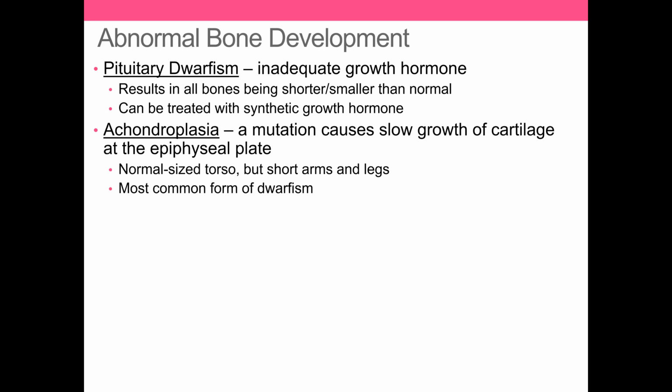And this is going to primarily happen in your long bones, which are your bones of your arms and legs and your fingers. So basically your upper arms, upper legs, lower arms, lower legs, your hands, your feet, your fingers, your toes. So people with achondroplasia end up with a normal sized torso, but they will have short arms and legs. And as I said, this is the most common form of dwarfism that you'll see. There is no cure for it because it is a genetic mutation.